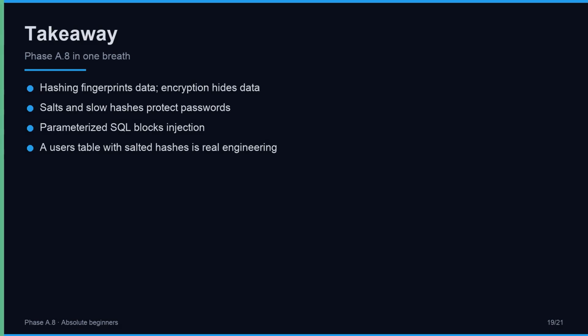Hashing fingerprints data, encryption hides it. Salts and slow hashes protect passwords when the database leaks. Parameterized SQL blocks injection. A users table that stores salted password hashes, and verifies logins against them, is real engineering you can be proud of. Everything in this phase is what every backend, every cloud service, every application does under the hood. You have crossed from beginner to engineer. Phase A.8 in one breath.